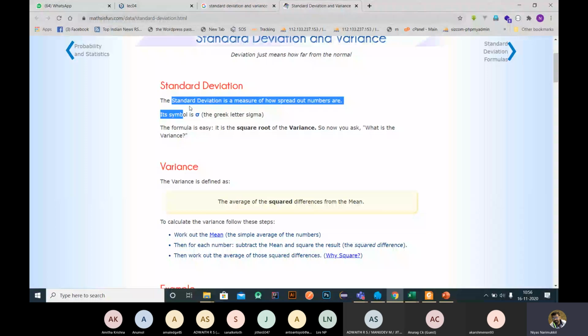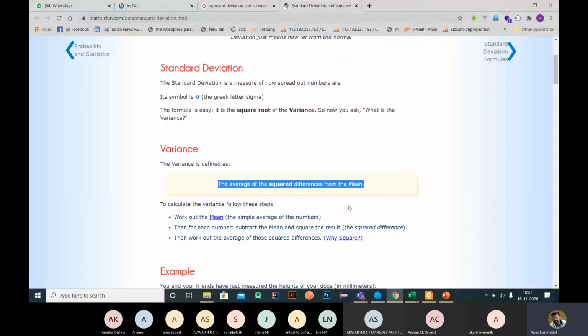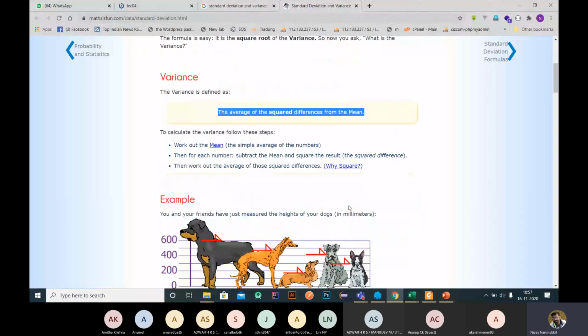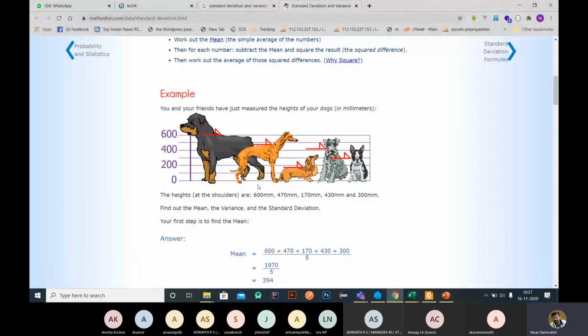Average of square differences from the mean. That is, if there are 5 items, I will show you. This is an example of different dogs having different heights. Please make sure to understand this example clearly, because this is very important for finding the standard deviation and variance.